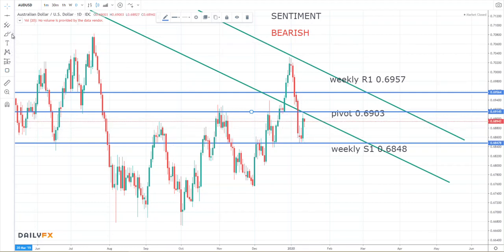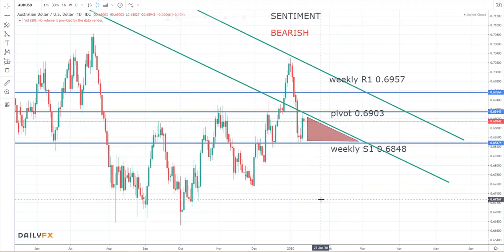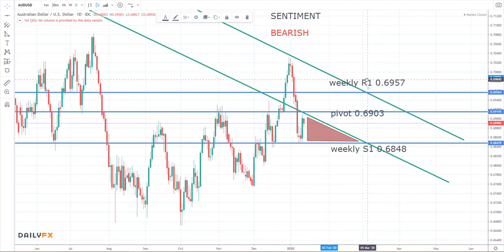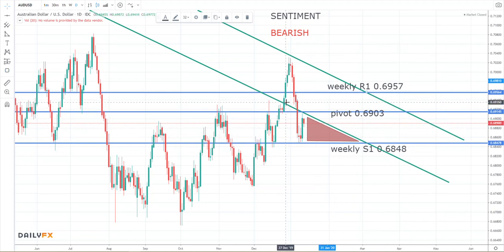Let's go ahead and mark up that wedge. You have to be careful on price wedges because price will ricochet up and down off the ceiling and the floor, and then before falling out the bottom. So what could happen is if we see a sustained break above 69.03, we could see price travel all the way up to 69.57, which is our weekly R1. But if it did that and then retracted, it would still be in the downtrend.